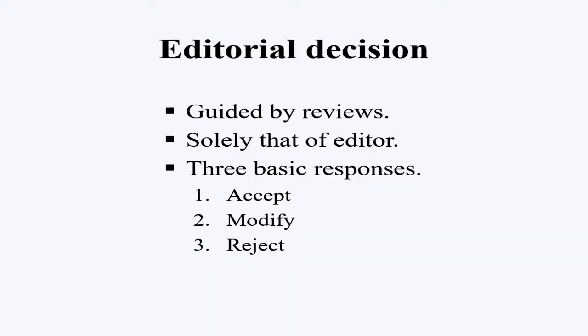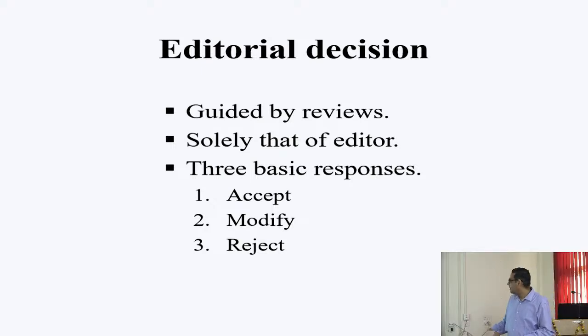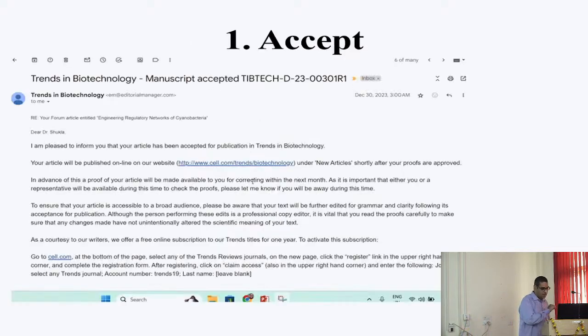I think I am exceeding the time limit, but no problem. The editorial decision is guided by the reviews, and there are 3 basic responses: accept, modify, reject. The decision is not acceptance the first time. I have not heard any author saying their paper was accepted in one go. Most of the time it is modify, and many times it is reject also. The next slide will tell you the story. This one, happy after one revision. This is my paper.